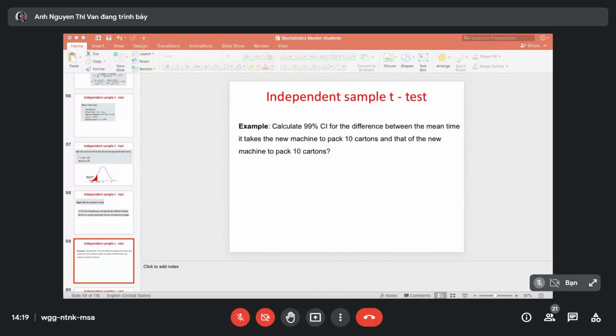Teacher. Oh yes, it's correct, Huân Anh. The formula you gave me is correct. So the first step is you need to find out the correct formula for the confidence interval. Continue, please.